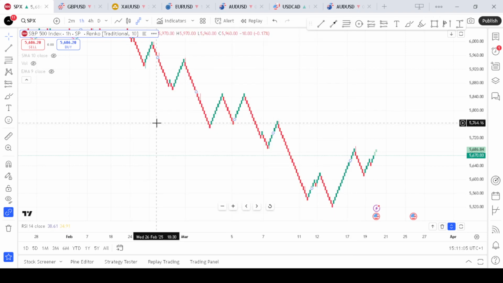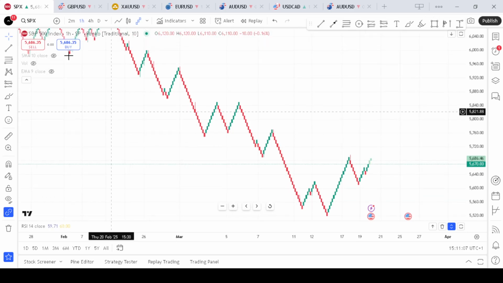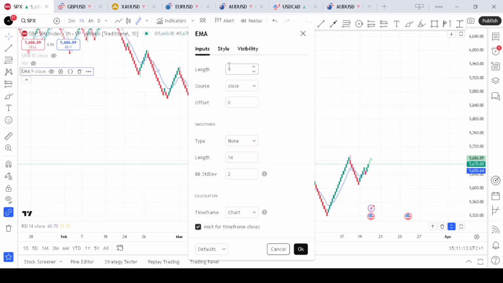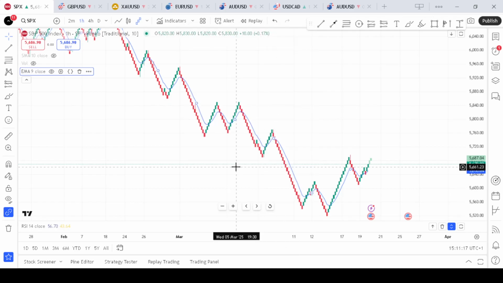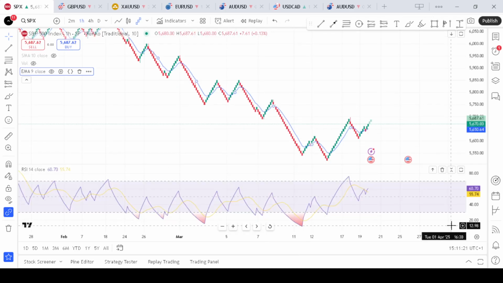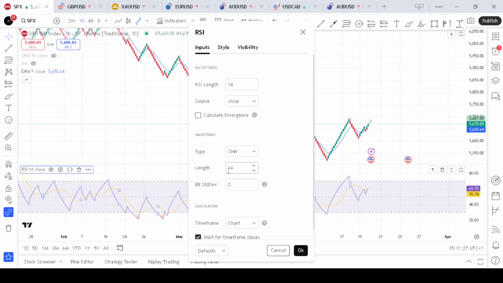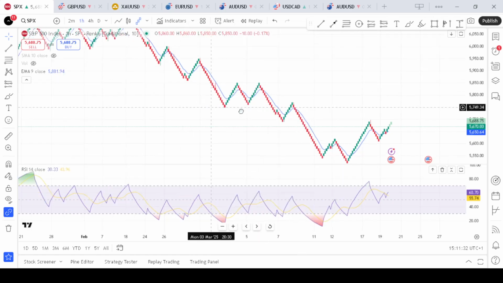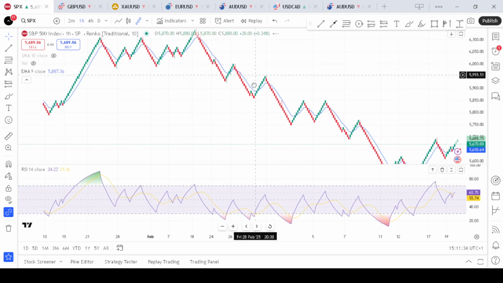We would also have to use an indicator known as the exponential moving average, our 9 exponential moving average. You have to set your moving average length to 9 period. Then you would have to use your relative strength index. You will set it at 14 period. This is the setting for your relative strength index length. So these are the settings we need in making use of this scalping strategy.